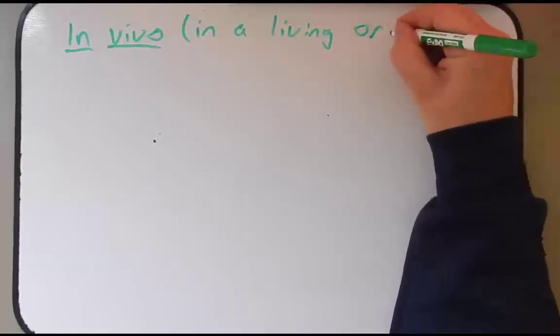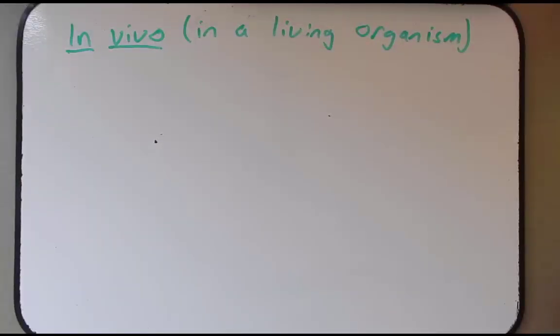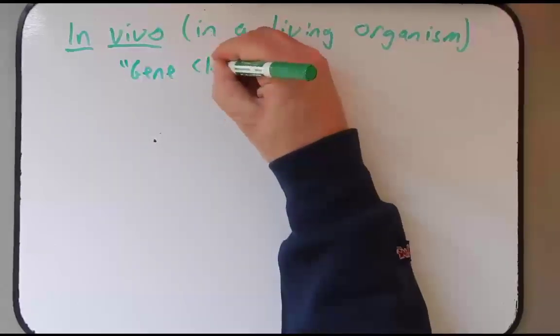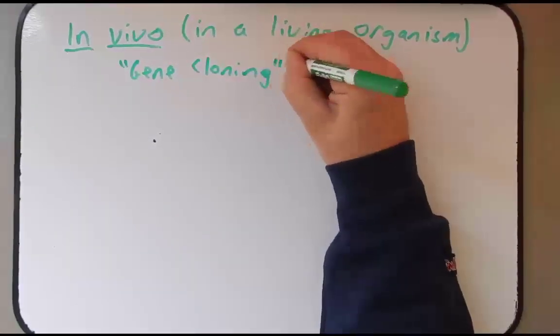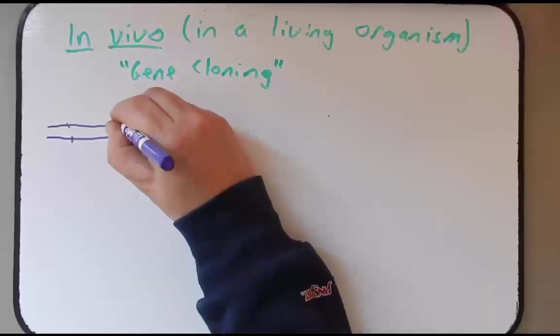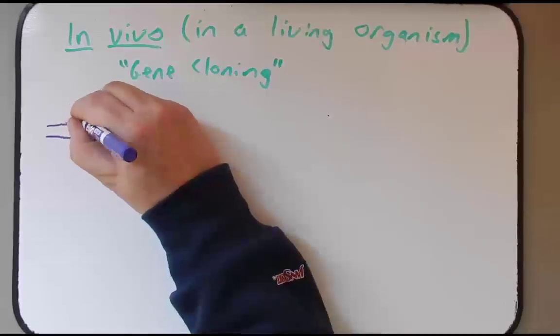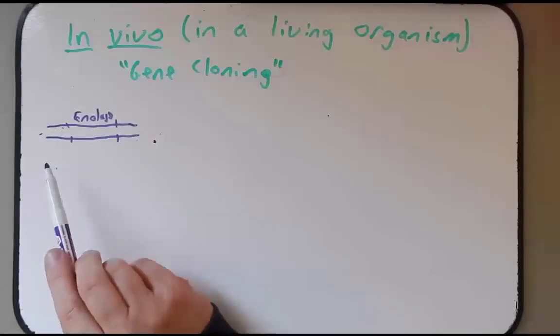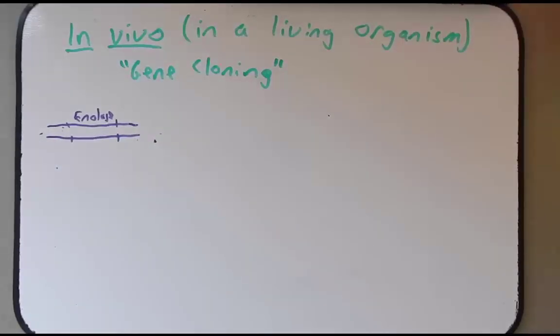And remember, this is in a living organism. The way we're going to mass produce a gene in an in vivo system is by a process that we're going to call gene cloning. We're not talking about cloning a whole organism here, but just a gene. So let's take our enolase gene, and in between these lines is the actual gene enolase, and over here are just extra sequences upstream and downstream of the gene. And when we say upstream, we mean this way of the gene, and downstream means this way of the gene.